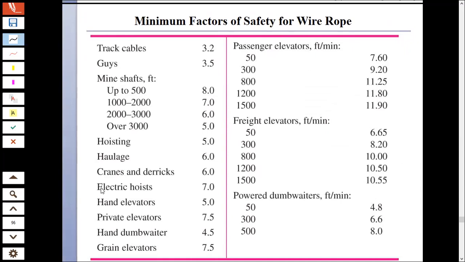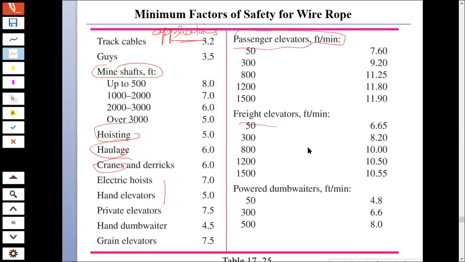Now, if you look over here, this table gives you the factor of safety for wire rope. These are the different applications for wire ropes: mine shafts, hoisting, haulage, cranes, electric hoist, etc. If you look over here, passenger elevators, freight elevators.